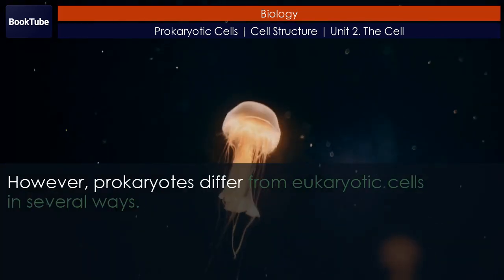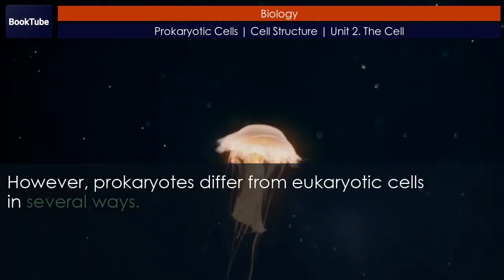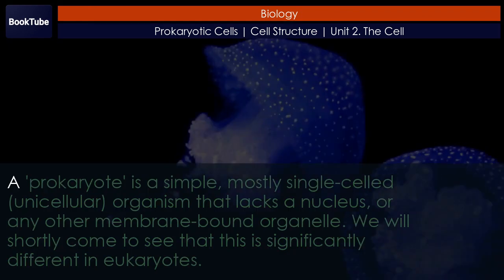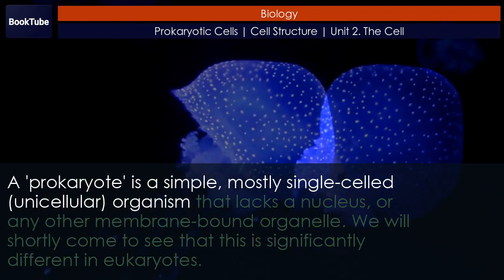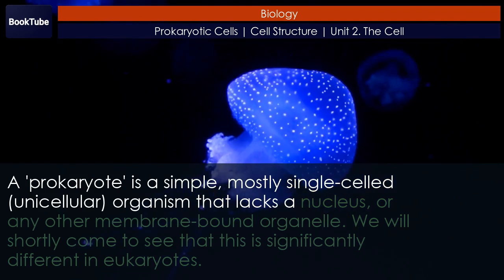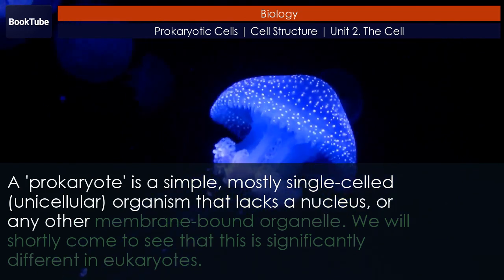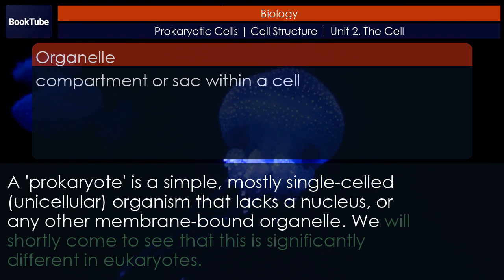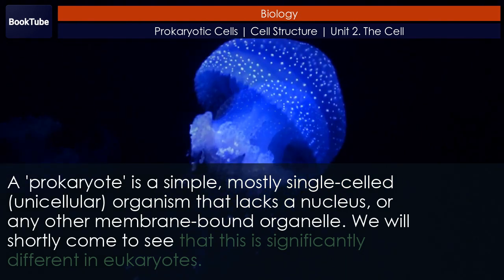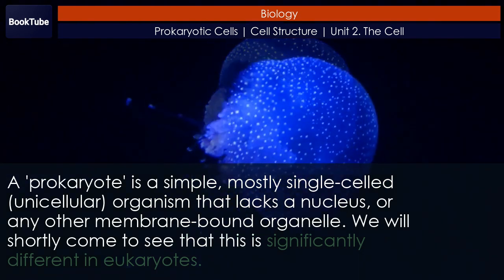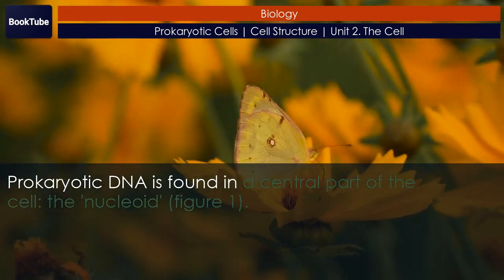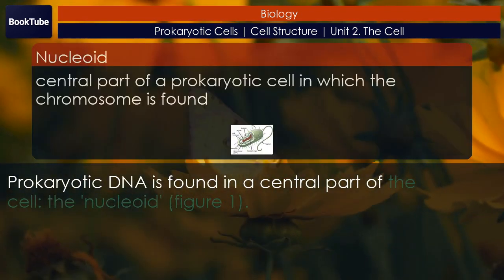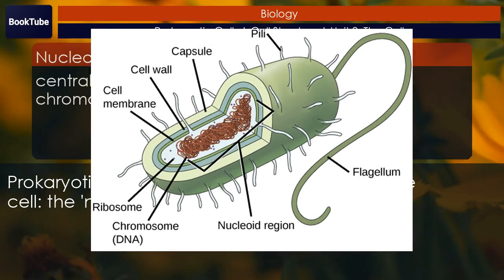However, prokaryotes differ from eukaryotic cells in several ways. A prokaryote is a simple, mostly single-celled, unicellular organism that lacks a nucleus, or any other membrane-bound organelle. We will shortly come to see that this is significantly different in eukaryotes. Prokaryotic DNA is found in a central part of the cell, the nucleoid, figure 1.